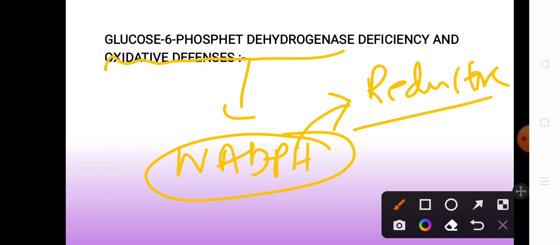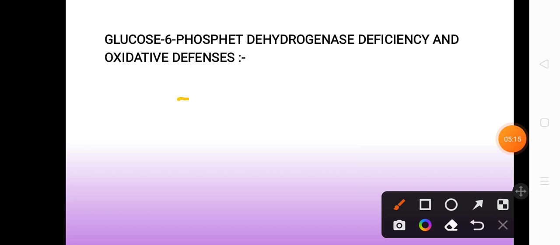So now we are considering a situation, we all know about RBC, right? That is our red blood cell. So reduced glutathione.